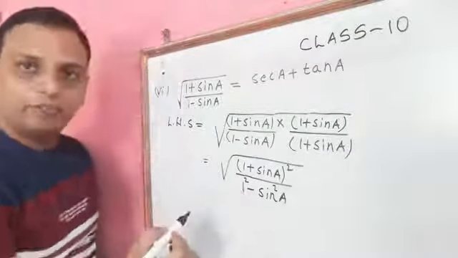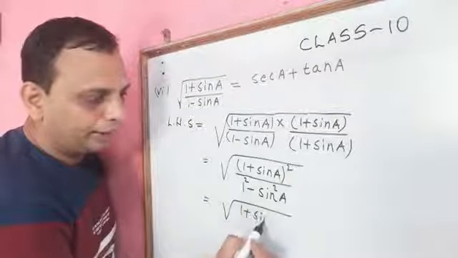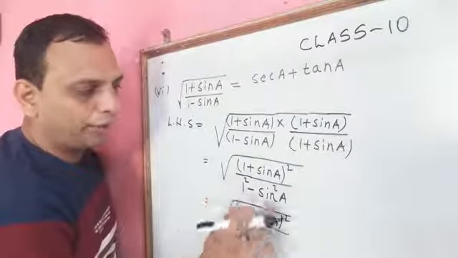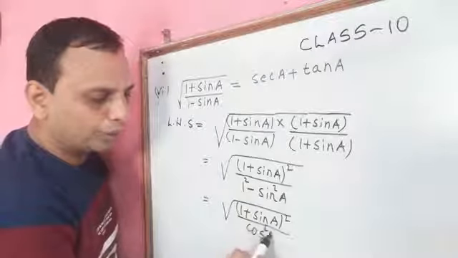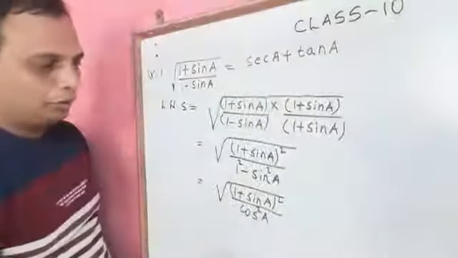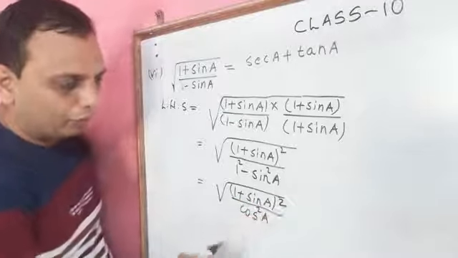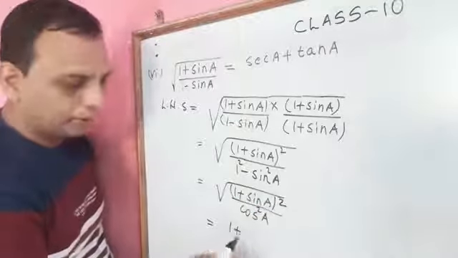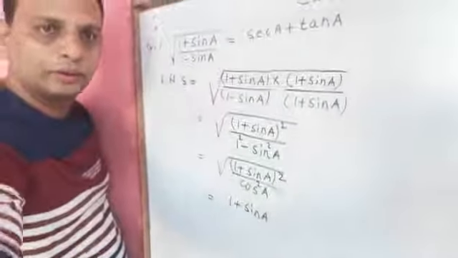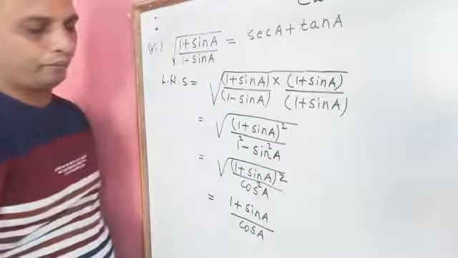Now one more step we will take here. (1 plus sin A) whole square. Now 1 minus sin square A is equal to what? Cos square A, because this is the identity. Now we have to take the expression out of the roots. Since the square is there, if I take it outside the root, I will get 1 plus sin A, and here I will get only cos A.